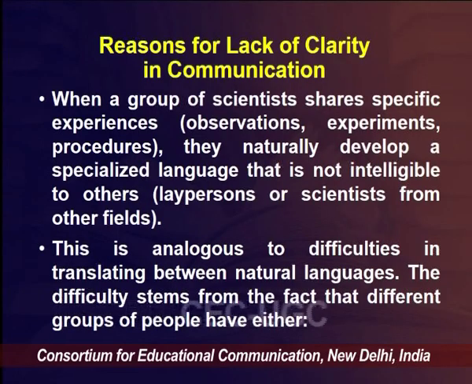And here the other implies the layperson or the scientist from the other field. So, say the physicists are working and they have developed their own sense of certain terms. Now, if they use those terms with a sociologist, the sociologist will not be able to make any sense of it. So, this is analogous to difficulties in translating between natural languages. The difficulty stems from the fact that different groups of people have different understandings of the concept.